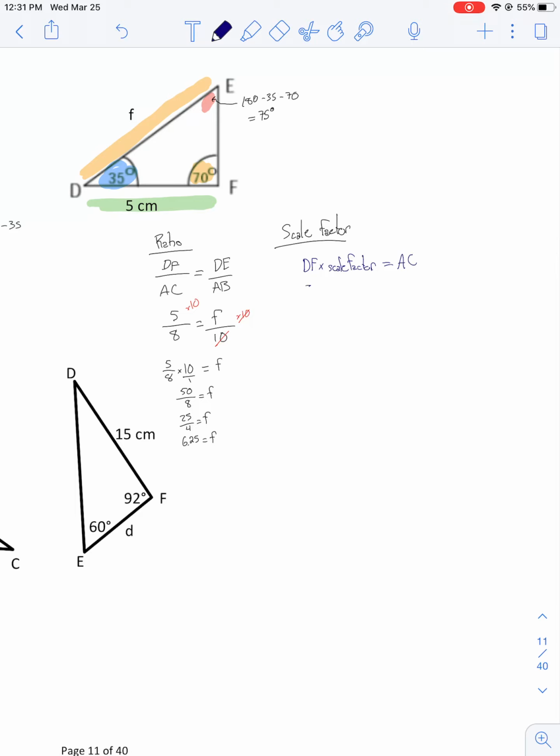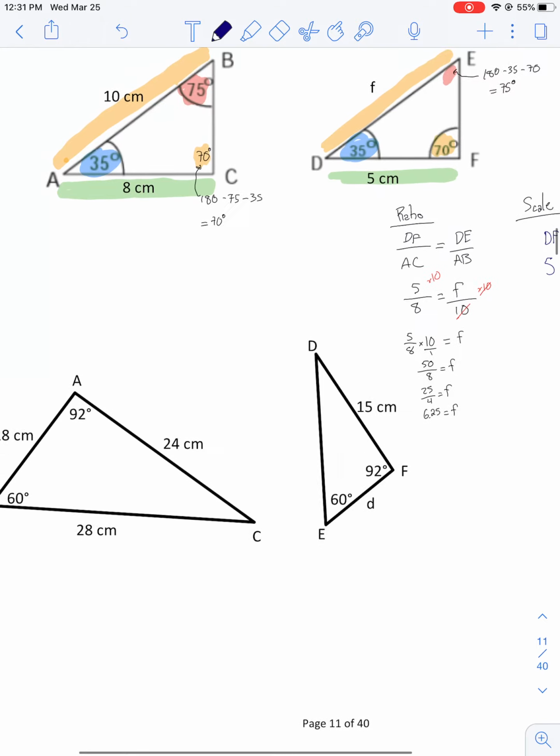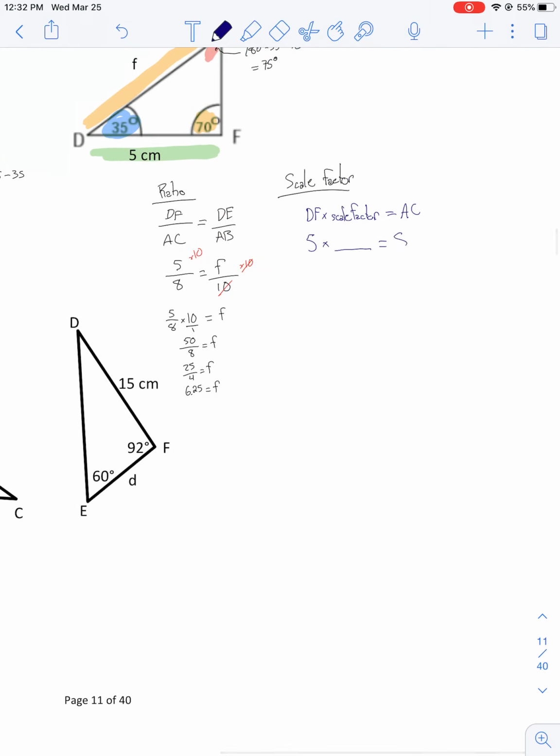So DF is 5 times some scale factor. Don't want to write that out again, so I'm just going to write a blank. Needs to equal the value of AC, needs to equal 8 centimeters. So 5 times blank is equal to 8. So blank is obviously 8 divided by 5. If you want to leave that as a fraction, you can. Or if you want to throw that into your calculator, we should get the answer of 1.6. So 1.6 is equal to our scale factor.